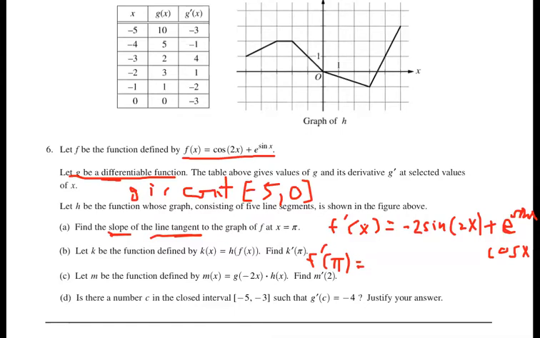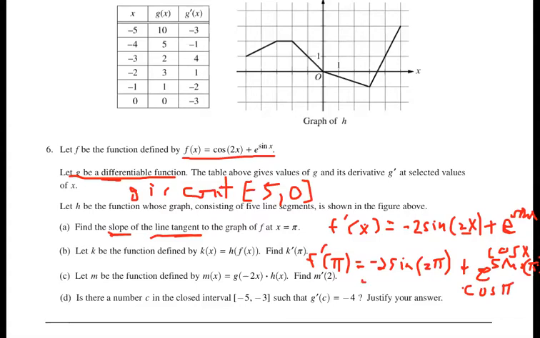So we're going to get -2 sine of 2 pi plus e to the sine of 2 pi. Well, that's just pi, not 2 pi. Sorry. There's a 2 here, but not there. And then that's going to be times the cosine of pi.